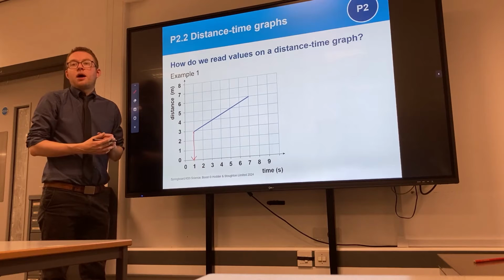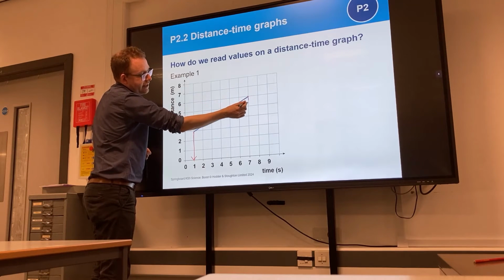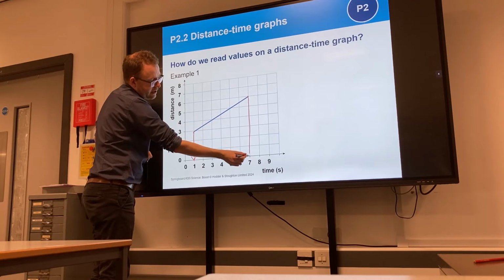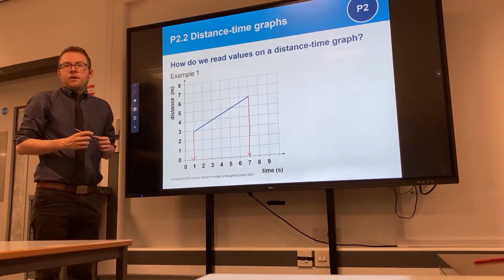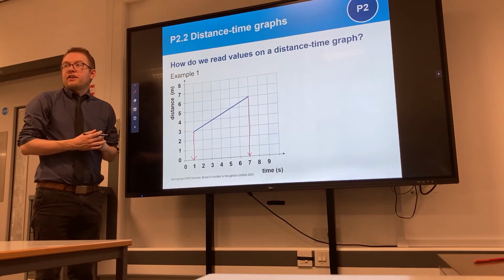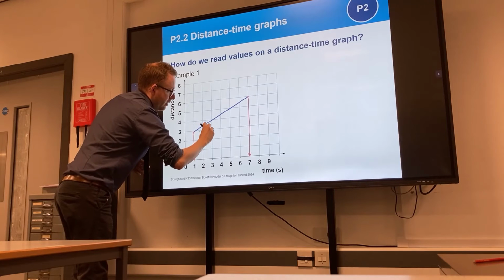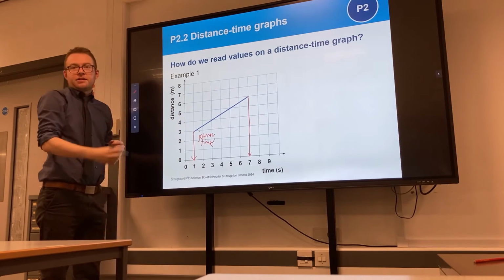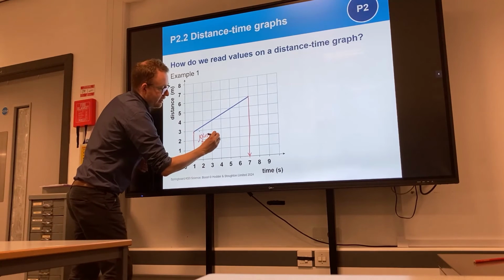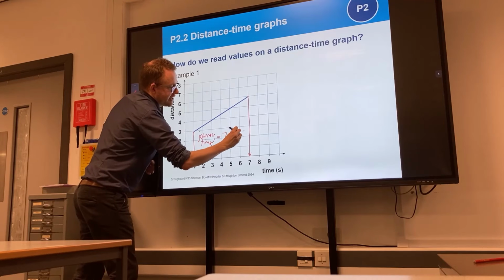I can then find the time at which the journey ended. So I find the end point of the line and read down to the x-axis to find the journey ended at 7 seconds. I can then from this calculate the journey time. Now the journey time here is the difference between the end time and the start time. So in our case, this journey time is 7 seconds minus 1 second, which is 6 seconds.